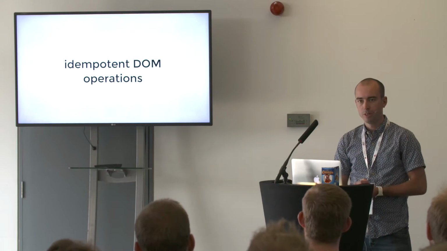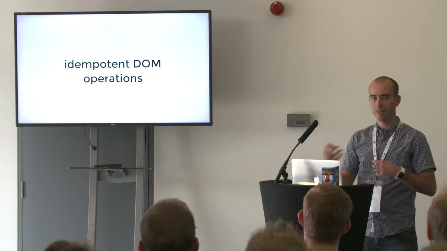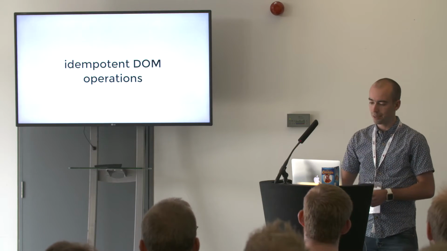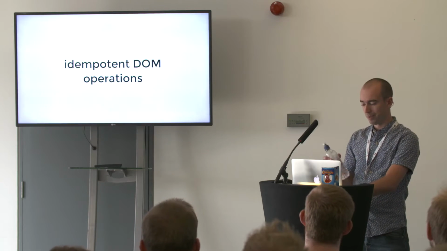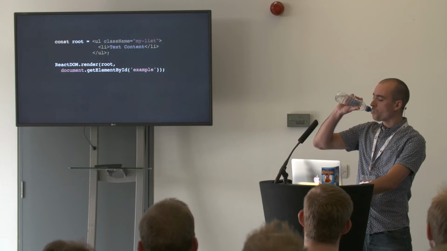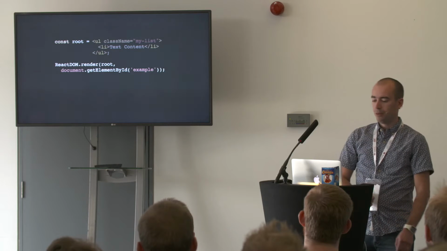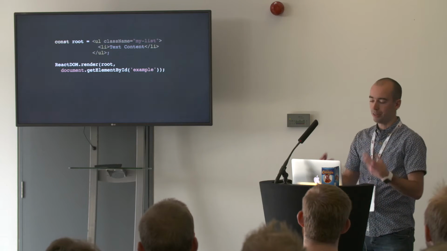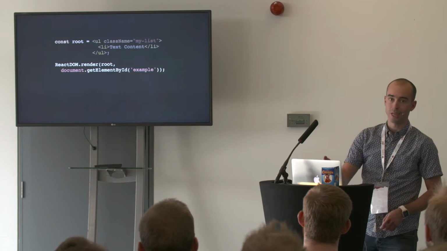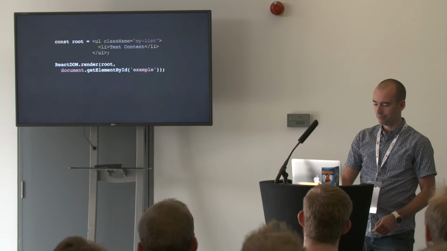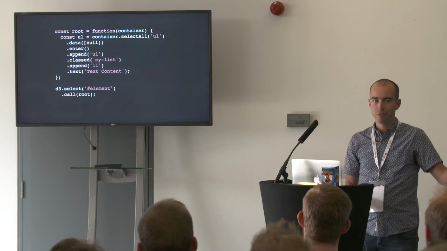So idempotent DOM operations is one thing often touted by React as being cool. You can re-render the same React thing into the same DOM container, and you'll get the same result. That's great. It's really functional. Normally it looks like this. So we could put that in a render loop, call it many, many times, and the element identified by example would still contain that content. Great. I've just shown you how to do that in D3. D3 can do that. D3's been doing it for 5 years.